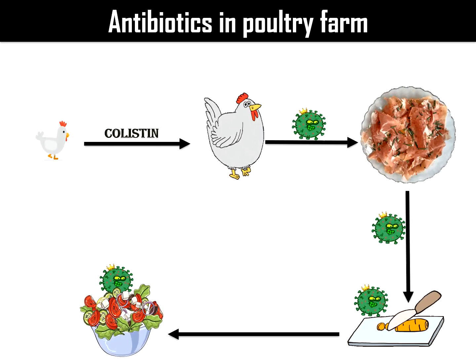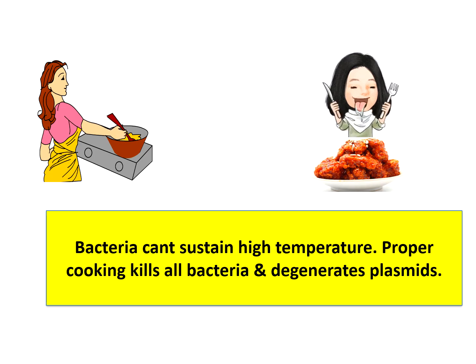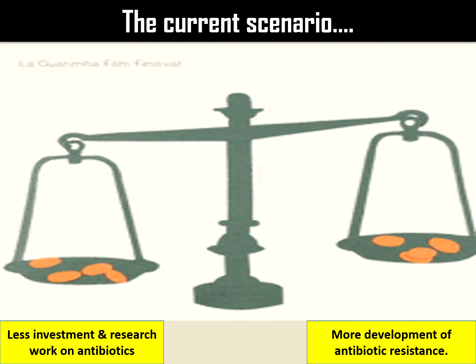Got it? But don't worry, bacteria can't sustain high temperature. So if the food is properly cooked, the bacteria get killed, and not only the bacteria, the genetic material which is responsible for transmission of drug-resistant genes from one bacterium to another also gets degraded at this high temperature. So the vector for transmission of these drug-resistant organisms is completely destroyed in the high temperature of cooking. So don't worry, enjoy your meals after proper cooking.